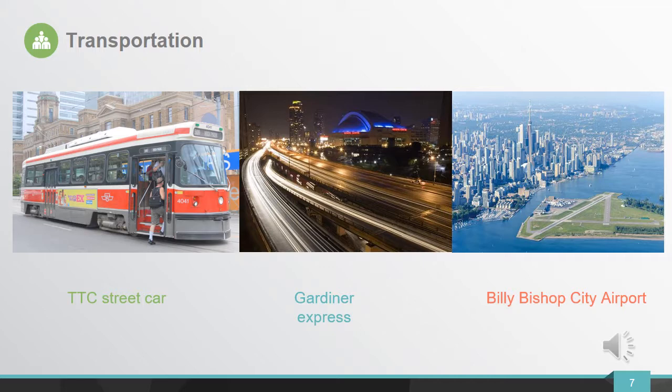There are many transportation options, for example the TTC streetcar line 509, and people can drive from all parts of Toronto by the Gardiner Expressway. The hotel is also very close to the Billy Bishop City Airport.